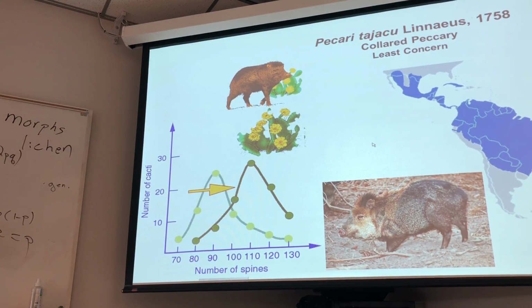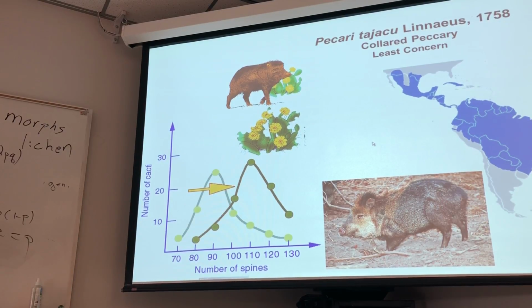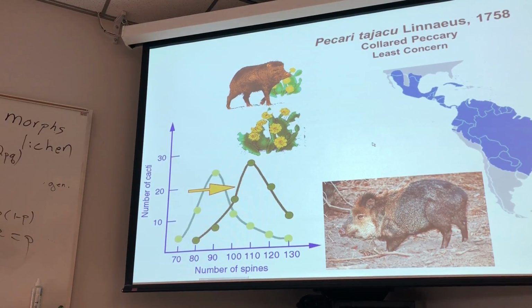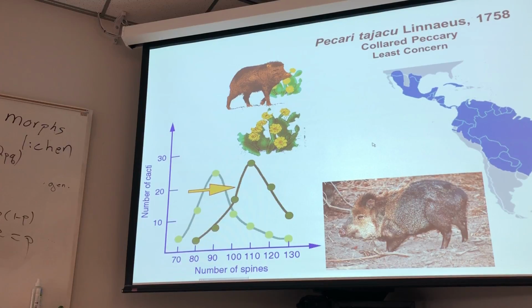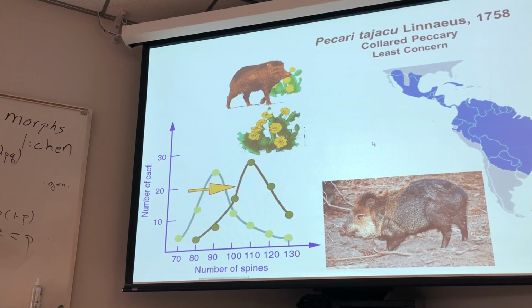Investing in spines has a cost. It's an investment to make the defense. If the defense isn't necessary, it won't be favored. The more serious the predation, the more important it is to make spines. If you're not having heavy predation, you're better off making more flowers, because flowers are how they reproduce. It's a trade-off.